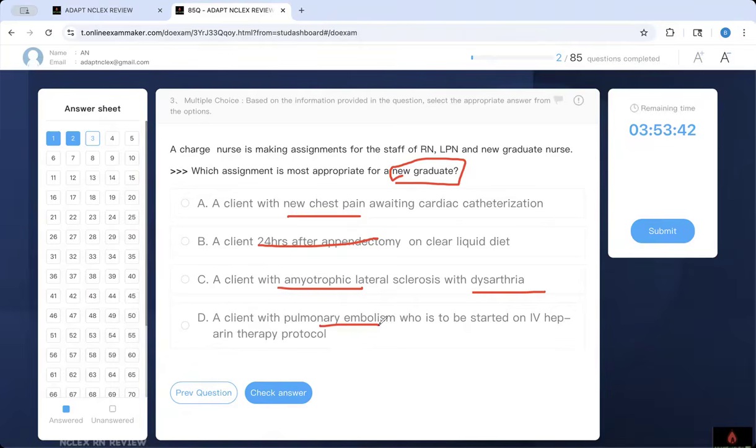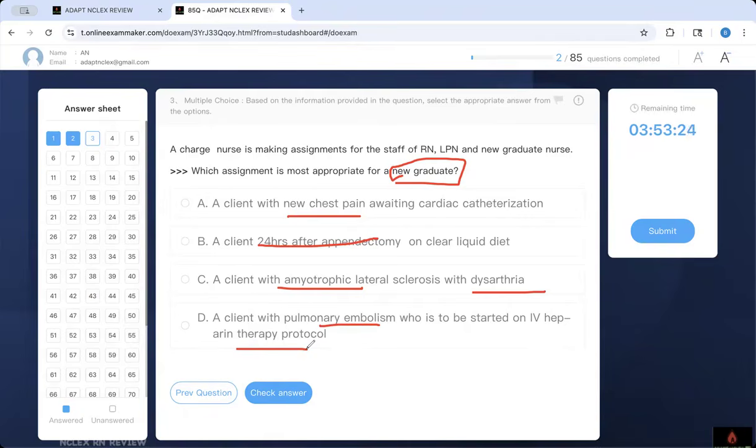A patient with a pulmonary embolism who is being started on IV heparin protocol therapy. If you're in that situation taking the NCLEX, which answer do you want to pick? Stop the video, put down your answer, and think about it. But this is what I can tell you.